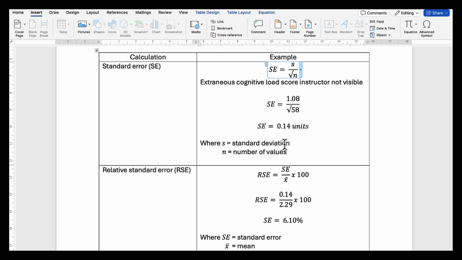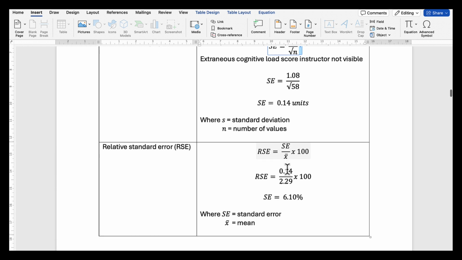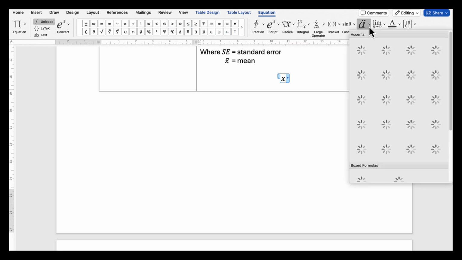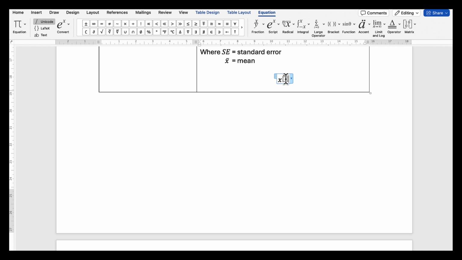Now, just a word here for standard deviation. S is the symbol for standard deviation in maths methods. So that's what we're going to use. And also the x hat is the one for mean. Now, in terms of getting x hat, all right, so we're going to go x, but then we're going to go accent, and we're going to find the hat. Okay, now we're going to go x here. All right, so that's how you get x hat.